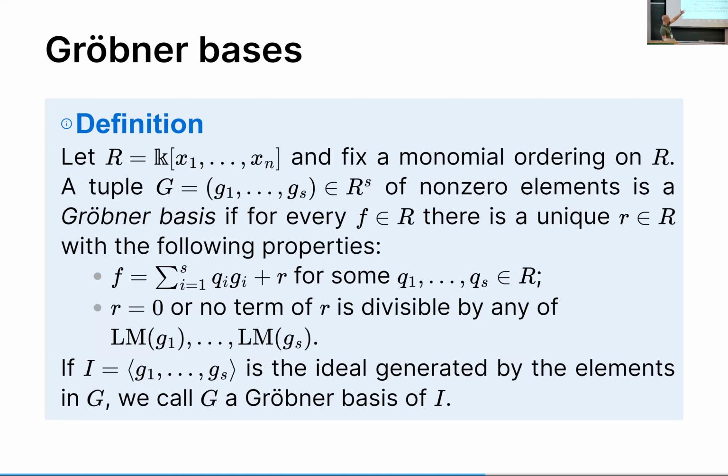So the better way to say this is that for every f, there is a unique polynomial r that we can still call the remainder, with the property that f is a linear combination of the g's in the tuple with some polynomial coefficients, which I can call q's, plus r, and r is either 0, or if it's not 0, none of its terms are divisible by the leading monomials of the g's. Of course, if you use the algorithm I gave you, this will already happen. And then more specifically, if these polynomials g1 through gs generate an ideal that you call I, we're going to say this is a Gröbner basis of I. Okay?